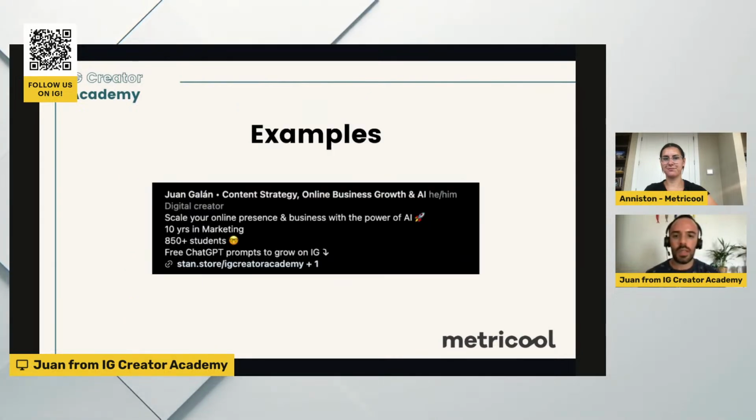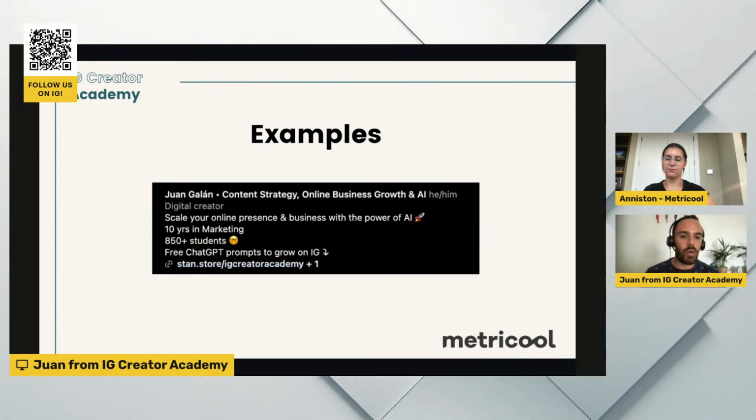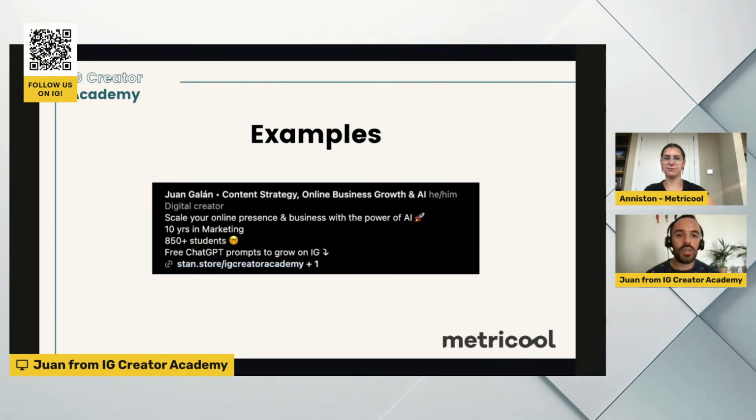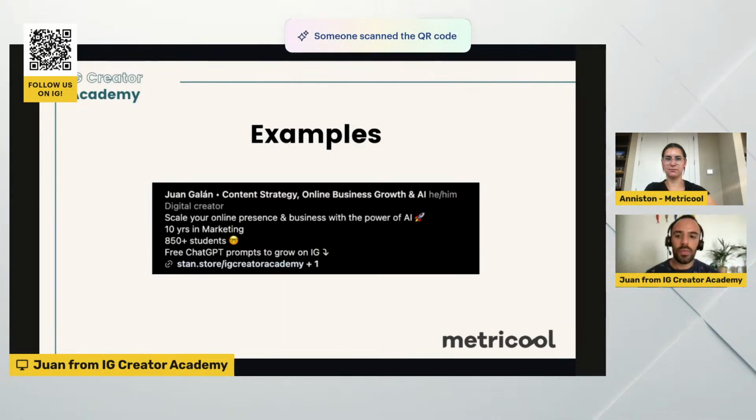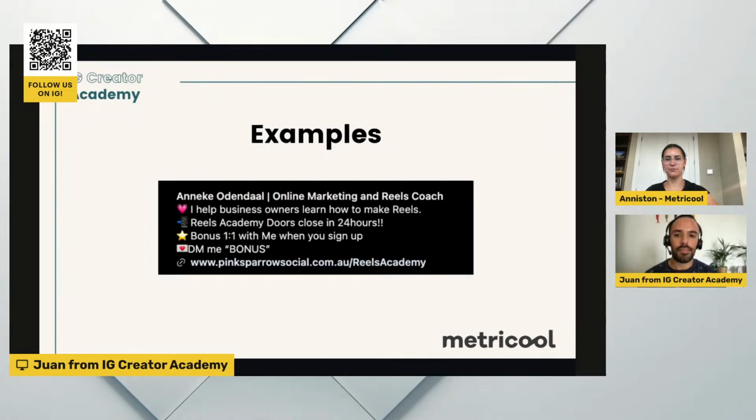So here's some examples. This is my bio right now. Scale your online presence and business with the power of AI. That's my value proposition. My social proof, 10 years in marketing and more than 850 students. And then the call to action is, well, get your free ChatGPT prompts to grow on Instagram.